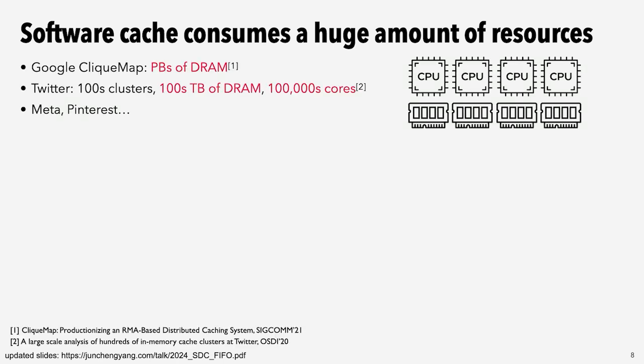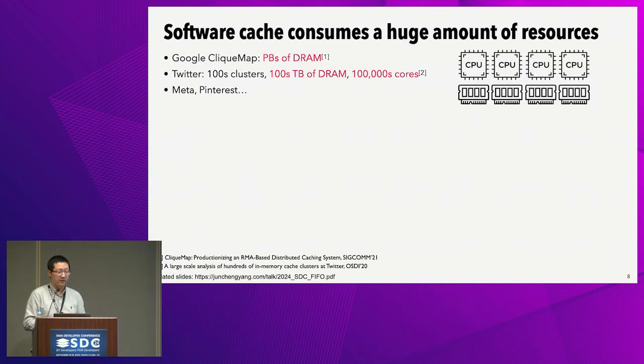These caches have consumed a huge amount of resources. For example, one of the caching services at Google consumes petabytes of DRAM. While at Twitter, they operate hundreds of cache clusters using hundreds of terabytes of DRAM with hundreds of thousands of CPU cores. Similar reports can be seen from Meta, Pinterest, and many others.